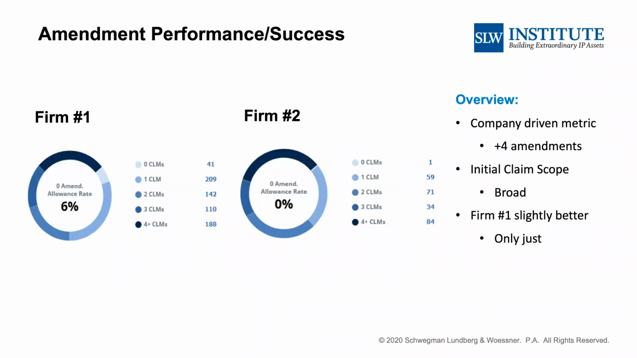So, amendment performance and success. Again, this is another metric where firm one has a little more success in zero claim amendments. They've been more thoughtful maybe about the claims they've written and gotten allowances on. But if you look at the ratios, they're not tremendously different from zero claims to 4+ claims. There's nothing that really steps out as an outlier here.